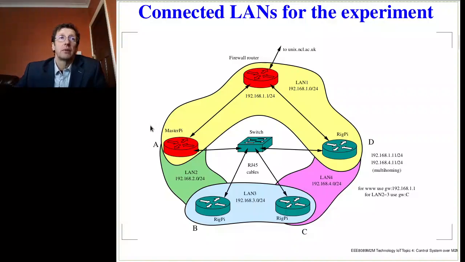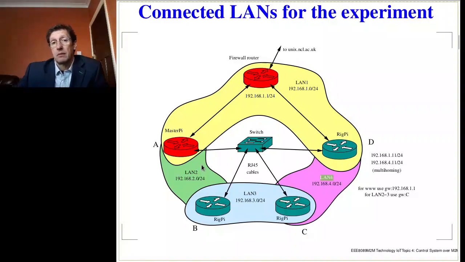What I suggest is to configure the system in such a way that there will be one LAN, the yellow LAN, called LAN 1. Right? Then there will be LAN 2 for these two devices, then LAN 3 for these two devices, then LAN 4 for these two devices. Right? So LANs overlap. How do they overlap? A single device will belong to two LANs. So this one and this one, this one, this one.